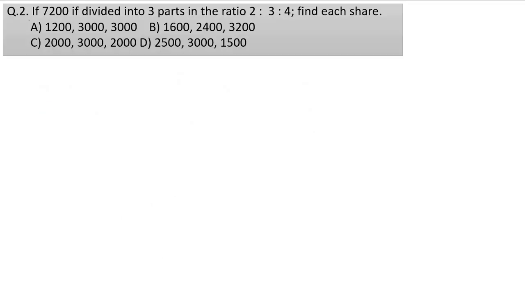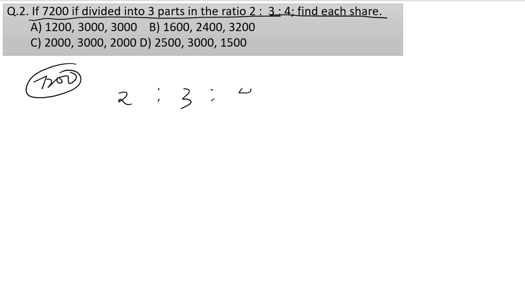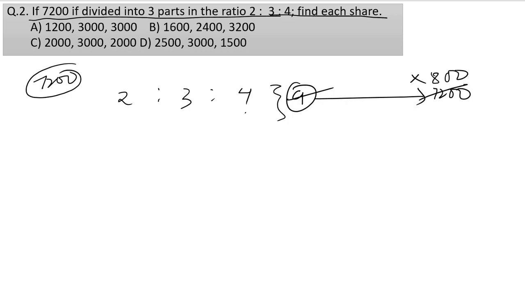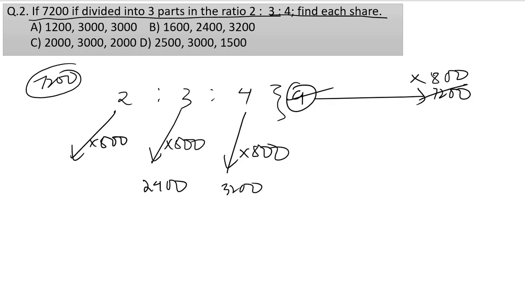In the next question, we have: if 7200 is divided into 3 parts in the ratio 2, 3, 4, find its parts. Here we have 7200 in 3 parts, 2, 3, 4. Here, the total is 9 units. The question is saying the total is 7200. So 9 units is 7200, divided by 9 is 800. Here multiply by 800, that is 3200, here multiply by 800, 2400, here multiply by 800, that is 1600. Hence option B is our correct answer.